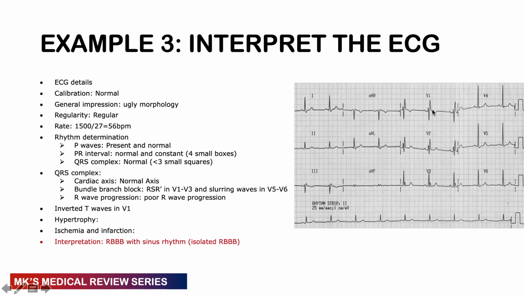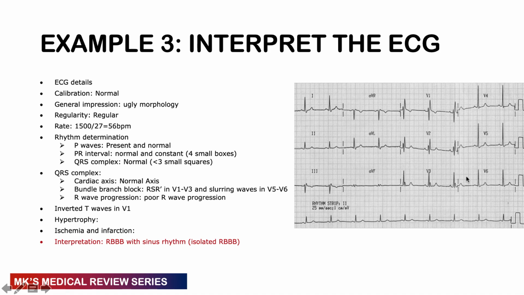We look at V1, V2 for any bundle branch blocks, as well as V6. So V1 and V2. In V1, you have the RSR prime pattern. You have it also in V2. You also have it in V3. And we have the slurring of the S waves in lead V5 and V6.